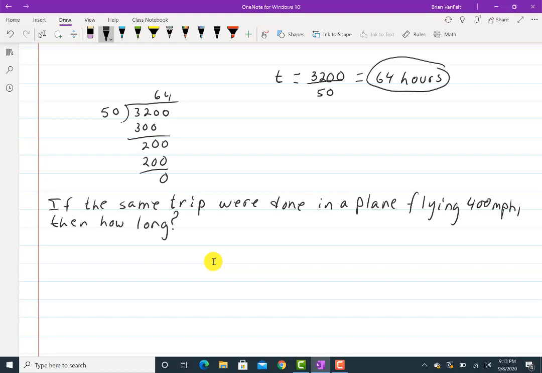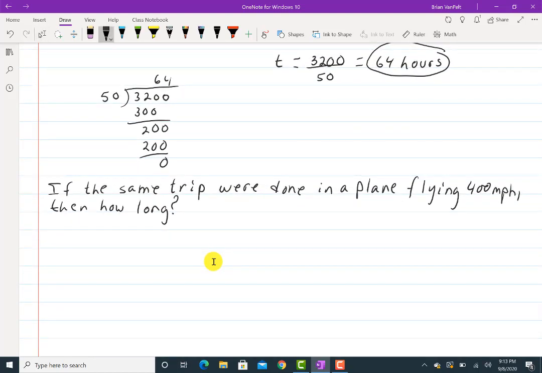So the same thing, t is the distance divided by the rate, and this one is a lot easier to do. If you try to do this off to the side, it won't take long before you'll see that 400 goes into 3,200 exactly 8 times. So if you took the plane, it reduces the time by quite a bit to 8 hours.